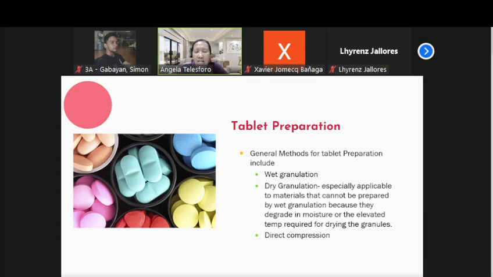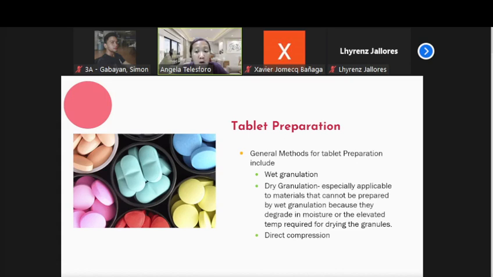Why is it that some drugs need to be dry? Because if you add anything liquid, the presence of the liquid will degrade the product. Wet granulations also have to be dried afterwards, and then compressed. Sometimes the drying temperature is very high and can also damage the ingredients. So it really depends on the API, whether wet or dry.